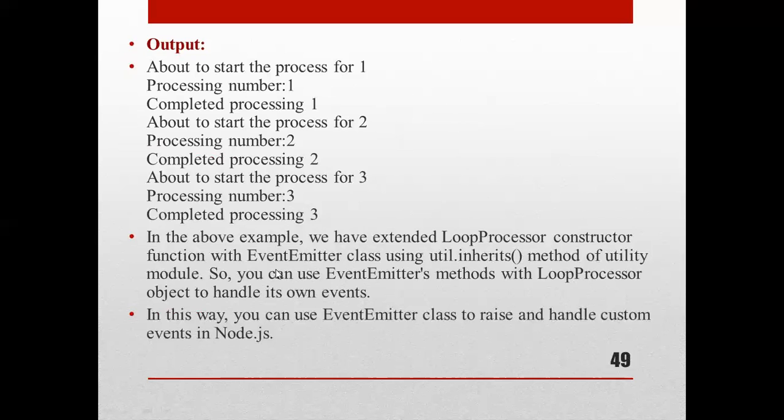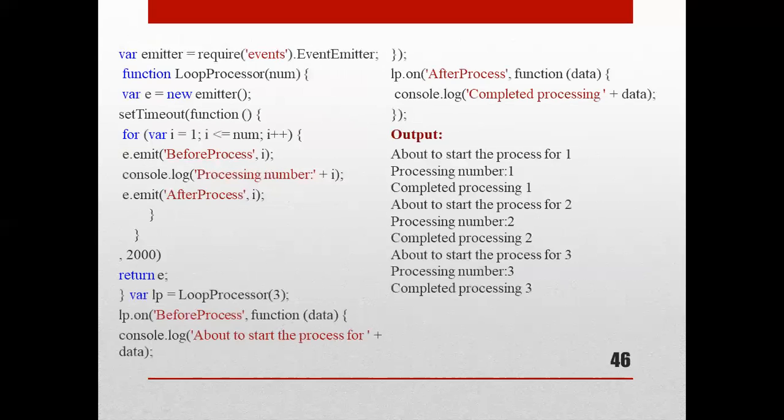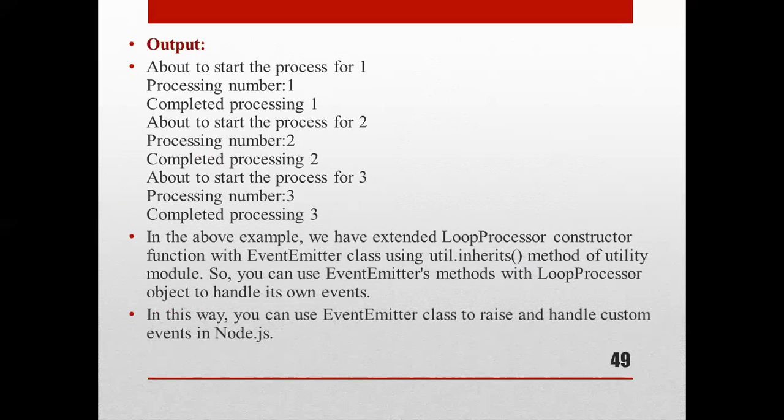Here you can see that after extending that, we have used the util.inherits method from the utility module, so that we can use event emitter's methods with the loop processor object to handle its own events. So in this way, we can use the event emitter class to raise and handle custom events in Node.js. Okay, so we have seen returning an event emitter from a function and extending the event emitter class.